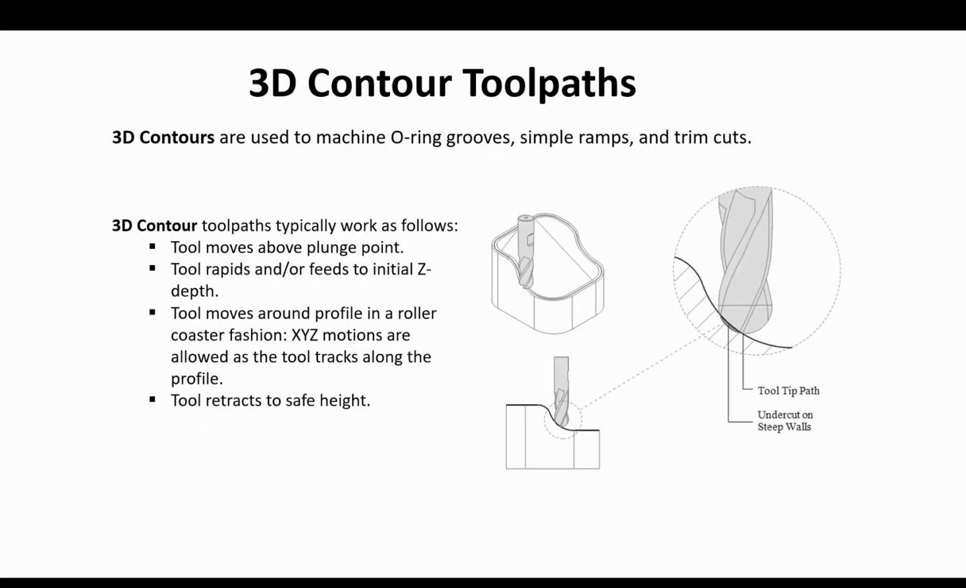3D contours are used to machine O-rings, grooves, simple ramps, and trim cuts. 3D contour toolpaths typically work as follows. Tool moves above plunge point, tool rapids and/or feeds to initial Z depth. Tool moves around profile in a roller coaster fashion. XYZ motions are allowed as the tool tracks along the profile. Tool retracts to safe height.